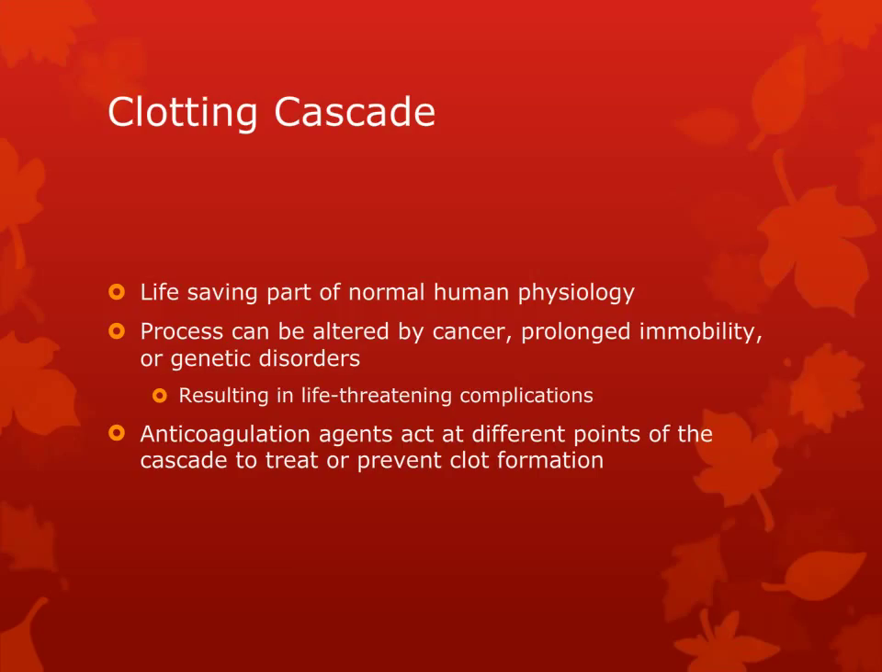The cascade is a life-saving part of normal human physiology. The process can be altered by cancer, prolonged immobility, or genetic disorders, resulting in life-threatening complications. Anticoagulation agents act at different points of the cascade to treat or prevent clot formation.